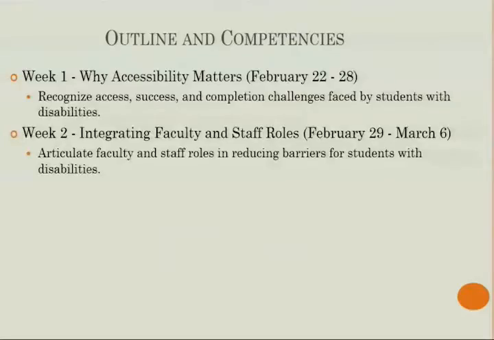So our course is organized by 3 overarching goals. So there are 6 weeks, but it's really kind of divided into 3 chunks. The first goal is access, success, and completion challenges faced by students with disabilities and our role in reducing those barriers. The second goal is how to design learning experiences with accessibility in mind, using universal design for learning principles integrated with backward design methodology. And the third goal is the tools and techniques for creating accessible courses for all students based on Section 508 standards and WCAG 2.0 level AA guidelines.